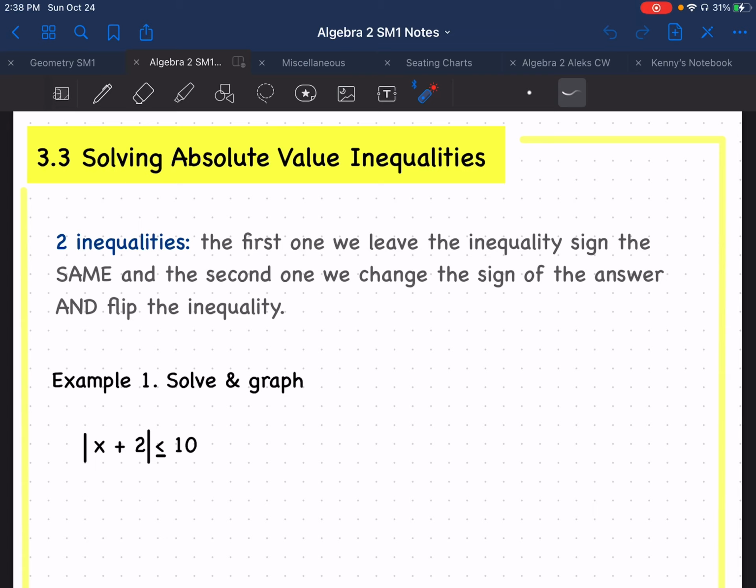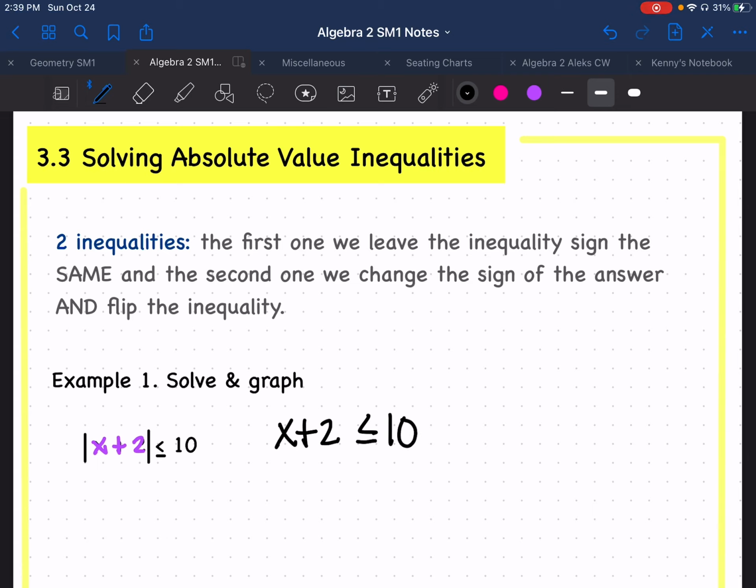Let's go ahead and get started. I have 3 examples for you. Just like in the equation, we have to make sure that this part is completely alone so that it says only the absolute value is less than or greater than, and then the number. Okay, so we're going to say x plus 2 and keep the sign exactly the same. There's the first equation that we're going to solve.